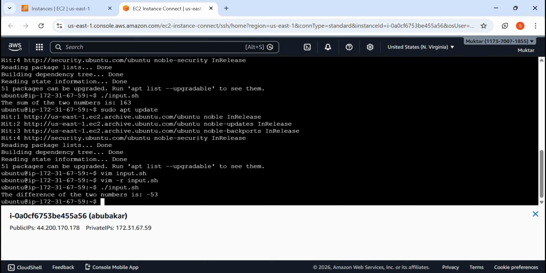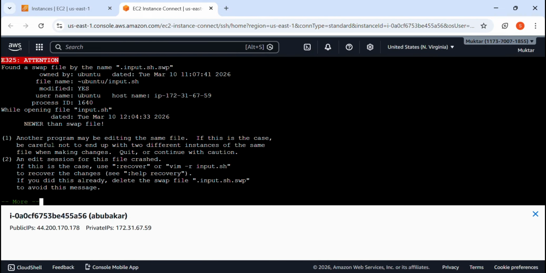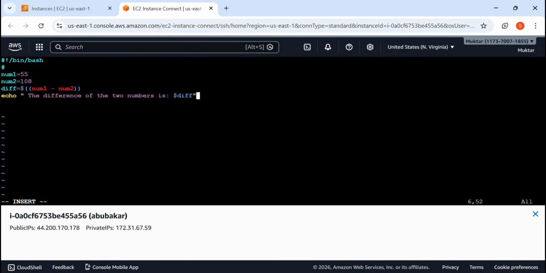As you can see, like I told you, the difference of the two numbers is minus 53. So bash handles it perfectly fine. No special handling needed. It just gives you the negative result. One thing you need to know and understand about subtraction is that the order matters. Now if you flipped it backward, like num2 minus num1, it's going to give you a different, positive answer, 53.